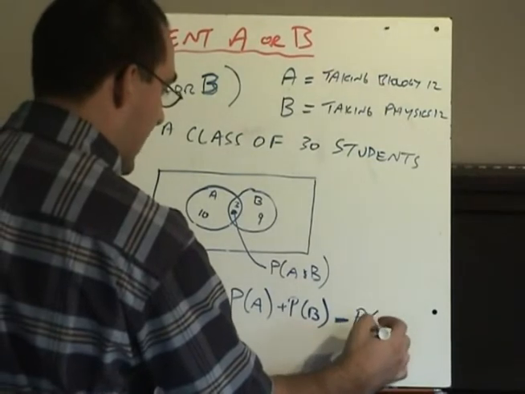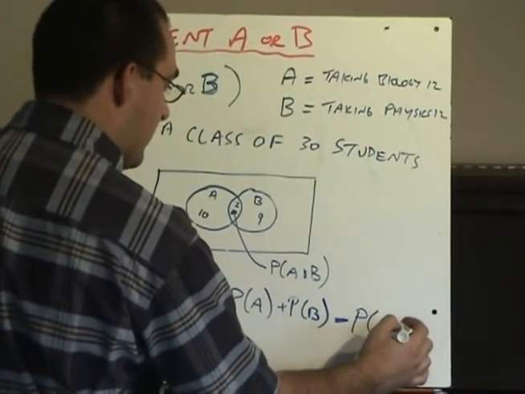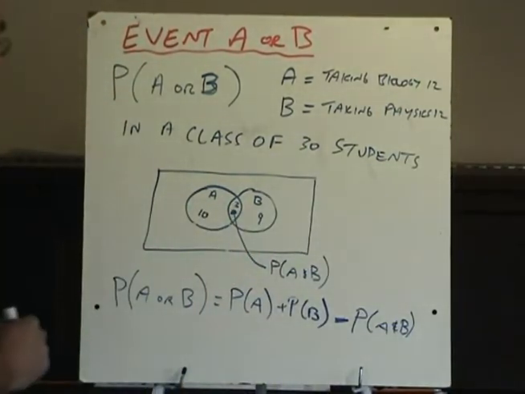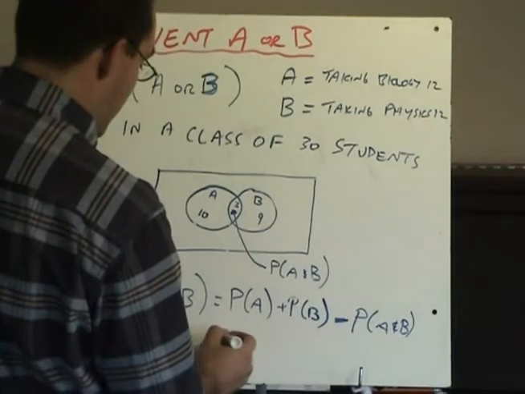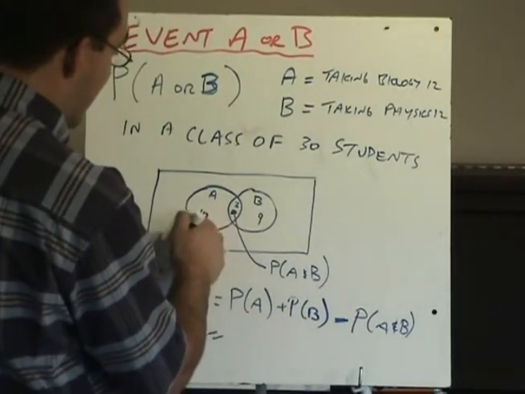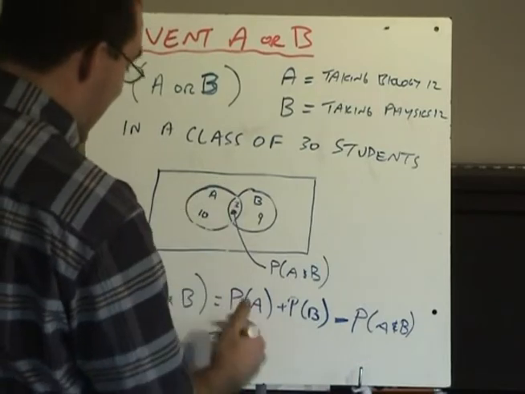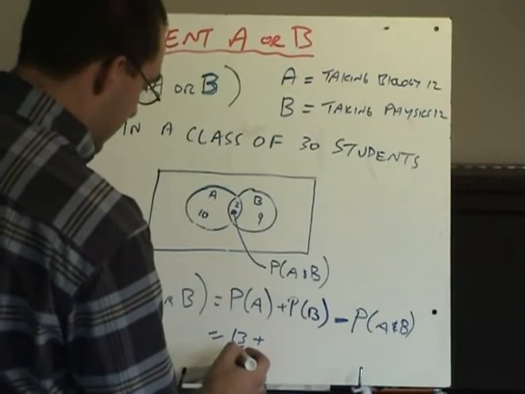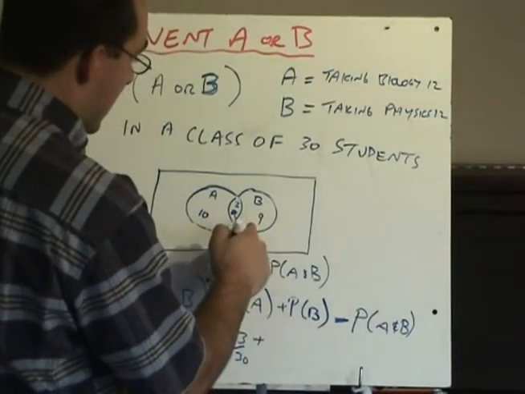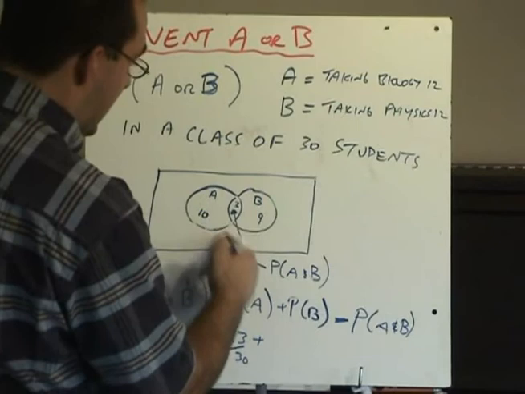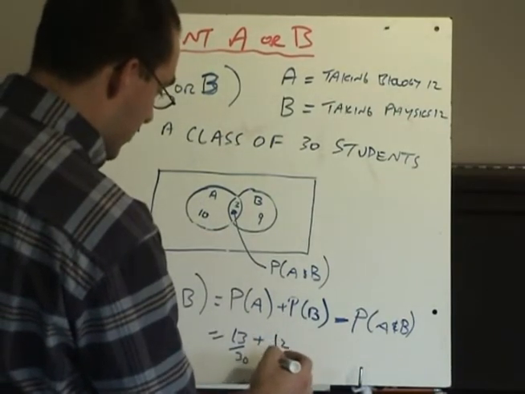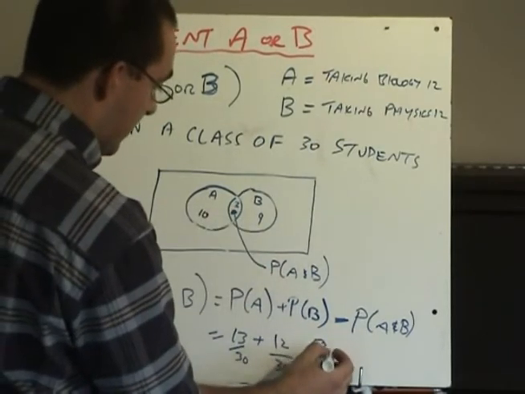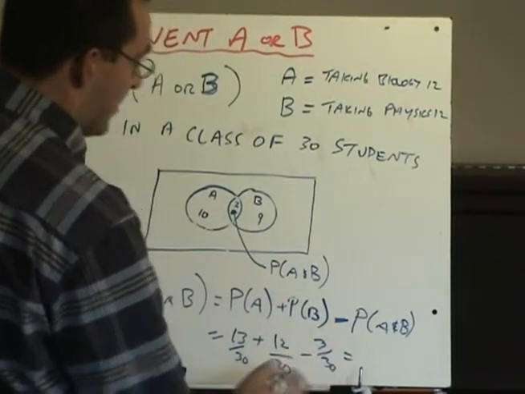So I need to subtract the probability of A and B. I need to subtract these overlapping people because I would have counted them twice. So the probability of A or B would be equal to the probability of A. There are 13 people who are in the A circle, plus, that's 13 out of the 30, plus there are 9, 10, 11, 12 people standing in the B circle, so 12 out of the 30, minus these 3 people out of 30, because I've just counted them twice.